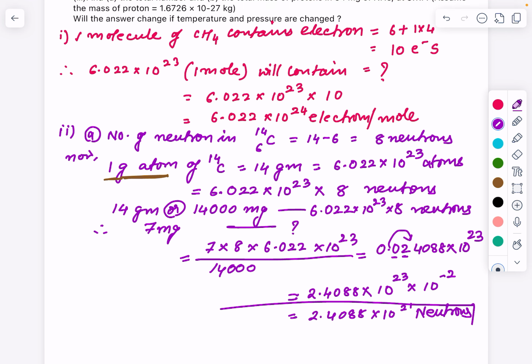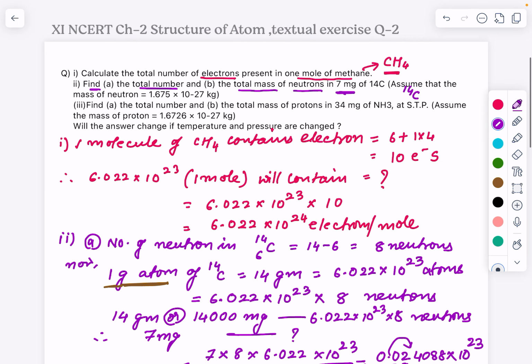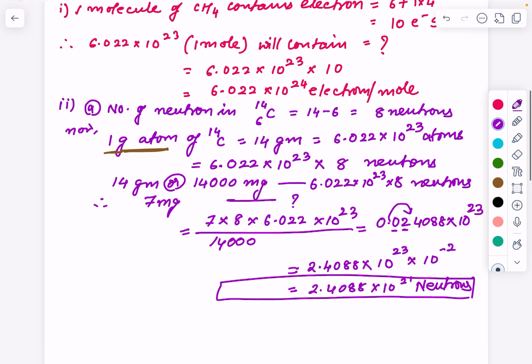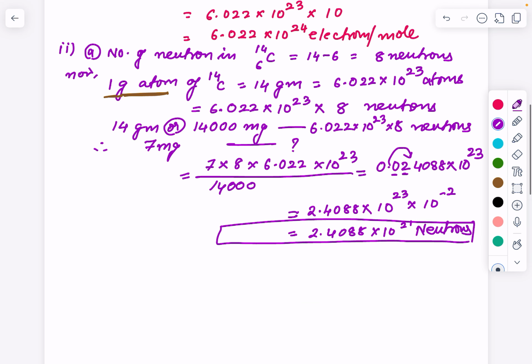Now this is your answer, that 7 milligrams of carbon will have this many number of neutrons. This was part A which we solved. Now we need to solve part B, that is, the total mass of neutrons has to be found out. Total number is what we have found out. Now we will be finding out the mass. So here in part B, you need to find out the mass.